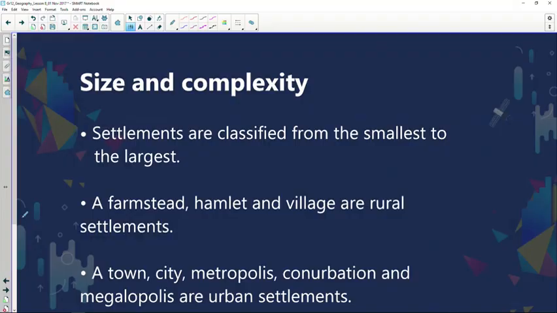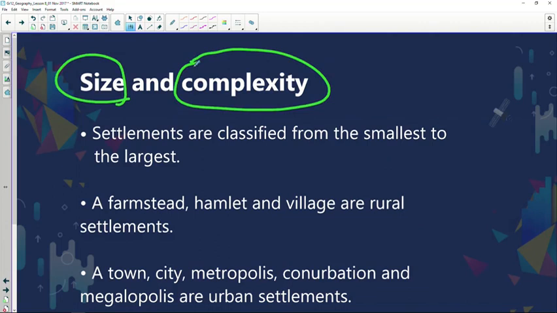Now, if you look at the next slide, rural settlements are classified according to the size and complexity. Now, like I've already discussed with you, complexity, it's not very highly complex because it's only focused on a single economic activity like farming. And the size, we're talking about the settlement, the amount of people that live there. Most of the land in rural settlements is used for agriculture, and it's usually just the farmer. So the settlement itself is going to be very small.